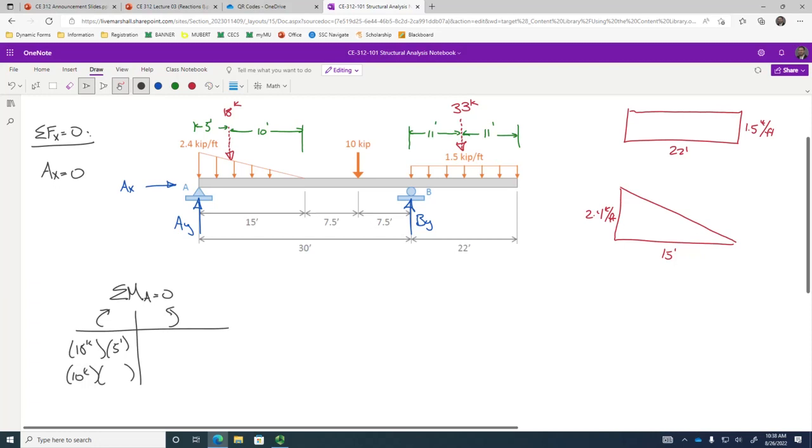How far is that from A? 22.5. Okay. Now, what about 33 kips? How far is that? Are you using 11, or are you doing it from A? It's from A. We're still summing moments from A. So, what did you say? 41. That's 100% right. It is contributing moment at A, and the moment arm is all the way here, 41 feet. Now, if we were summing moments at B, that'd be another story.